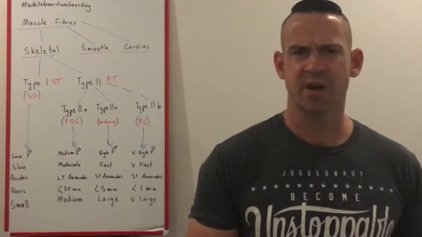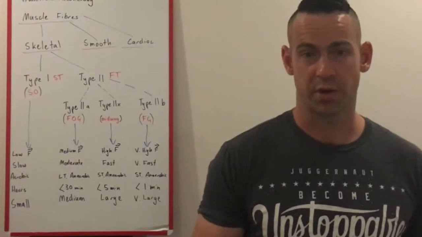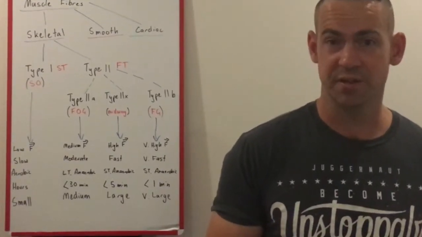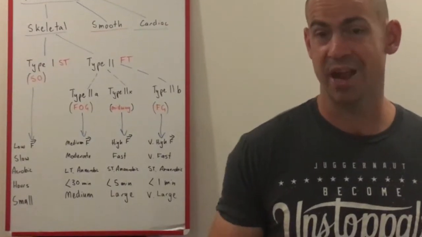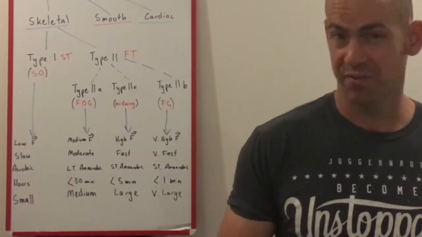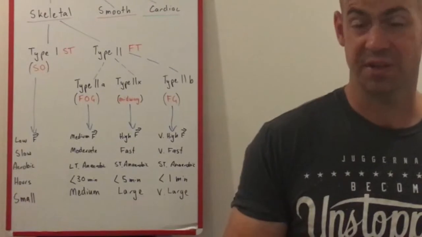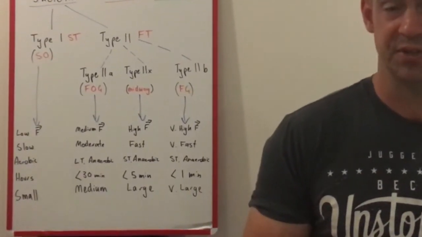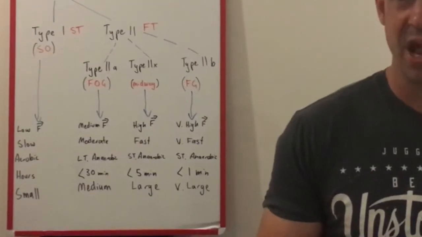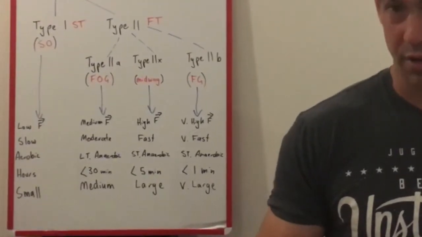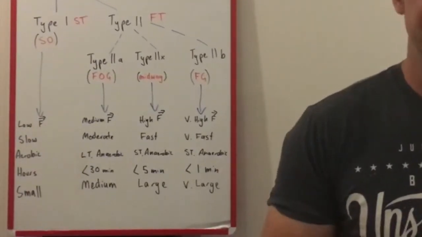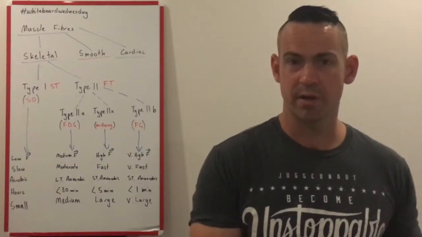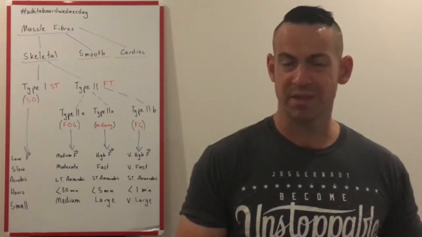These are also known as fast oxidative glycolytic. Now, type 1 muscle fibres are known as slow oxidative because they're slow twitch and they use the aerobic system. Type 2A fibres are also known as fast because they're a fast twitch muscle, oxidative because they can use the oxidative energy system, which is another name for the aerobic energy system, and glycolytic of course is another name for the lactic energy system.